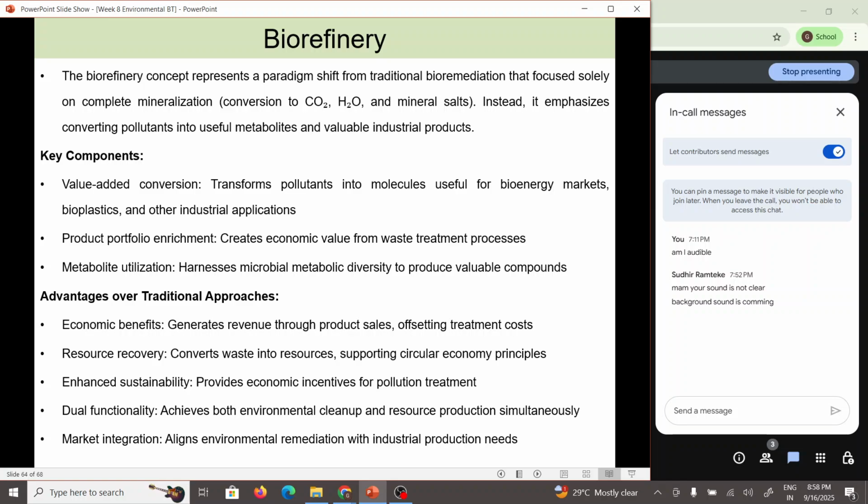And next one is the recovery of resources, and this allows the process to be enhancedly sustainable. And next comes the dual functionalities, where we are cleaning something and we are getting something out of it. And finally, it is commercial. So whenever something becomes commercial or market oriented, all stakeholders become interested in such processes. So in that way, biorefinery is beneficial.